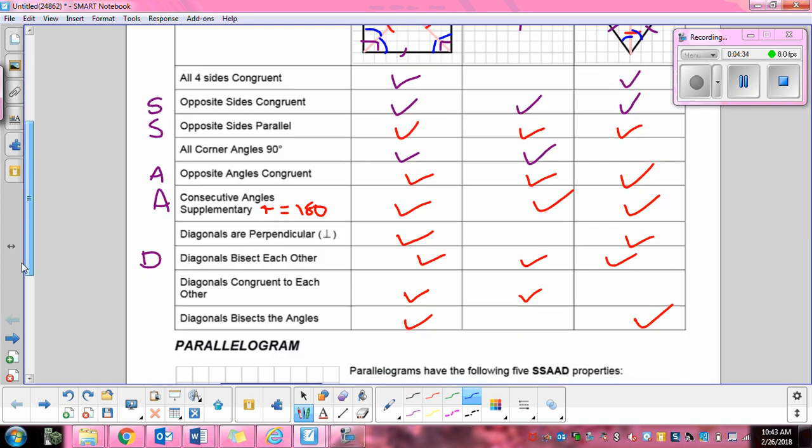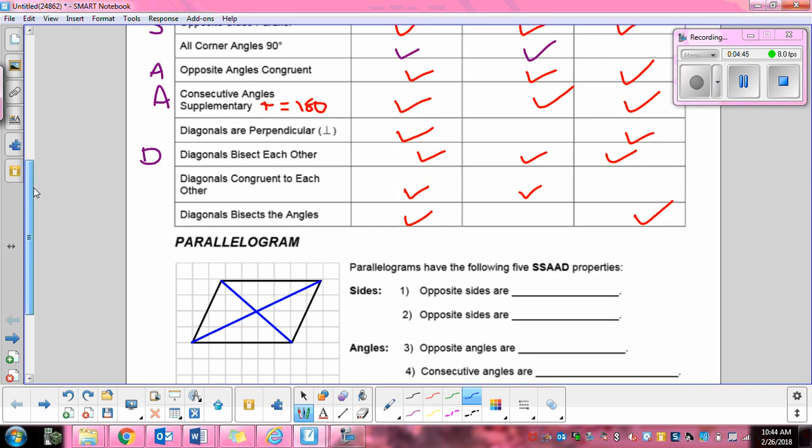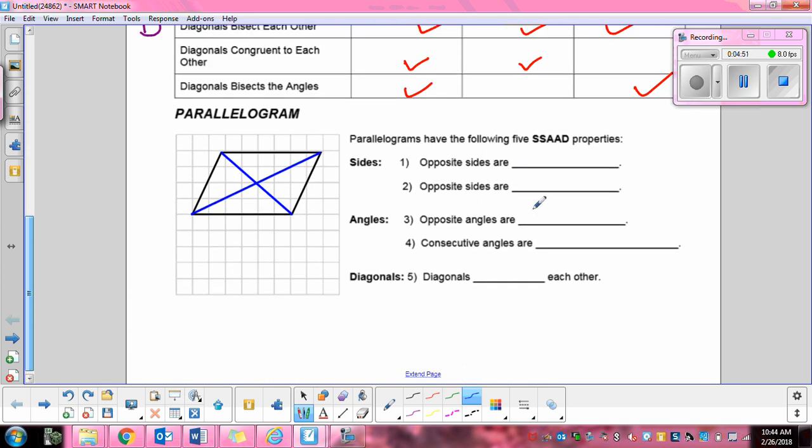Okay. So we're going to go over what a parallelogram is. So go ahead and draw your picture of a parallelogram. Parallelograms must have the following five side, side, angle, angle, diagonal properties that we just went over. So everything that they all have in common. For my sides, I know my opposite sides are congruent. Maybe not all of them, not always, but my opposite ones are always congruent. So this side is always equal to this side, and this side is going to be equal to this side. My opposite sides are also parallel in all of them.